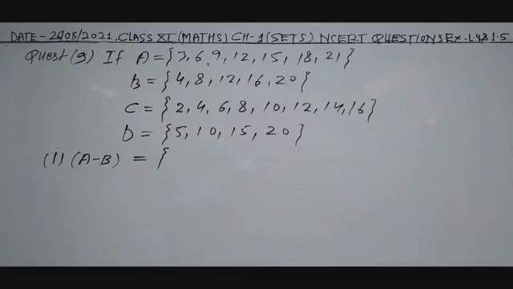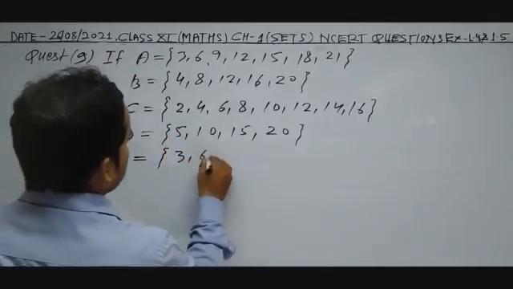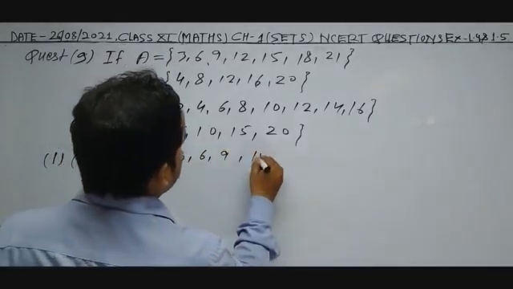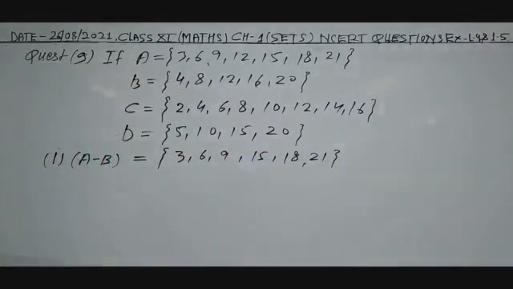See, excluding 12, we get 3, 6, 9, 15, 18 and 21. These are the elements of A which do not belong to B, because 12 belongs to B. Now second part. Second part is A difference C. So you can do it yourself.